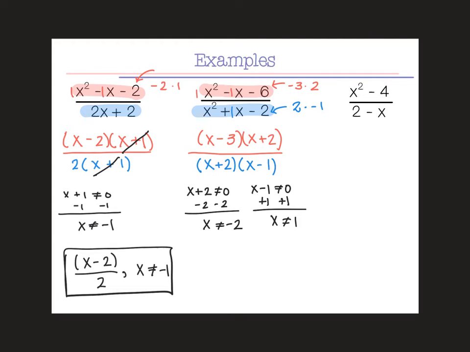And then lastly, I look for any factors that will cancel out. I have x plus 2 in the numerator and denominator, so those cancel. And I am left with x minus 3 in the numerator, x minus 1 in the denominator, x cannot equal -2, x cannot equal 1.